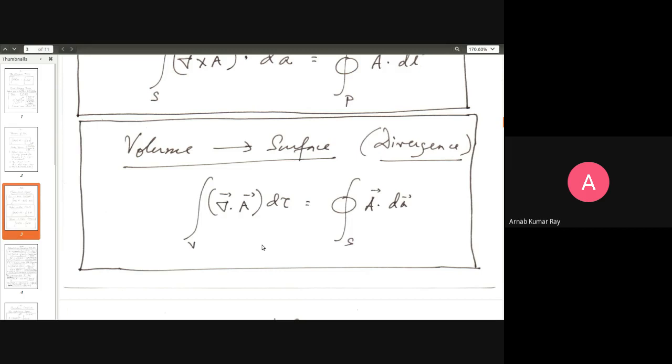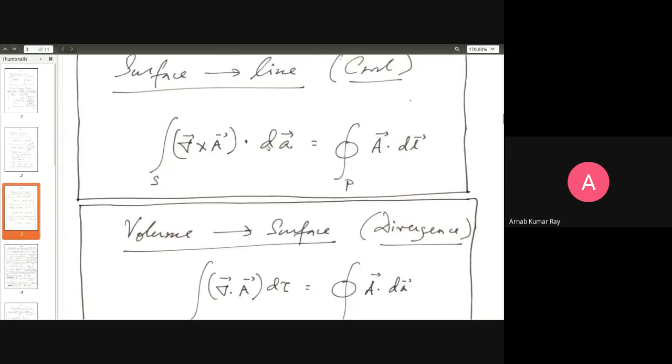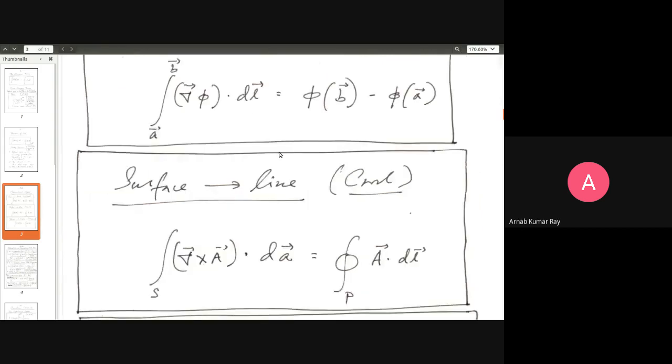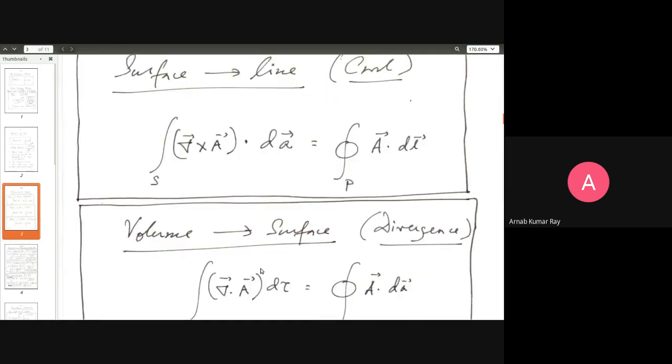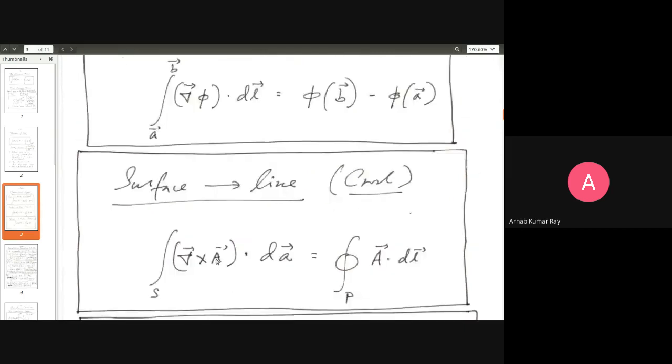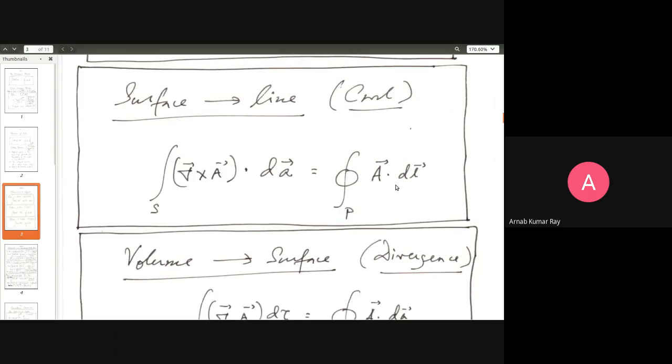So the fundamental principle is like this. Differentiation of a function multiplied by its corresponding element: volume here, surface here, line here. And what kind of differentiation? Not just any ordinary differentiation: divergence here, curl here, gradient here. But the principle is just that. Differentiation of a function times an element collapses that function to the bounding points.